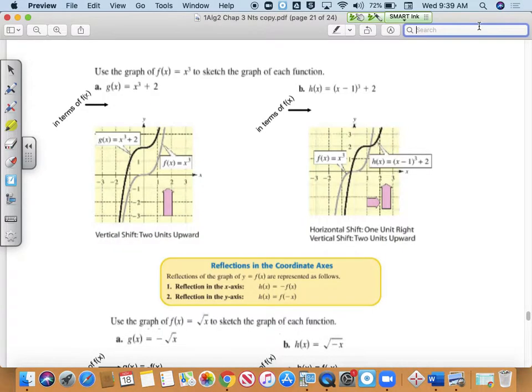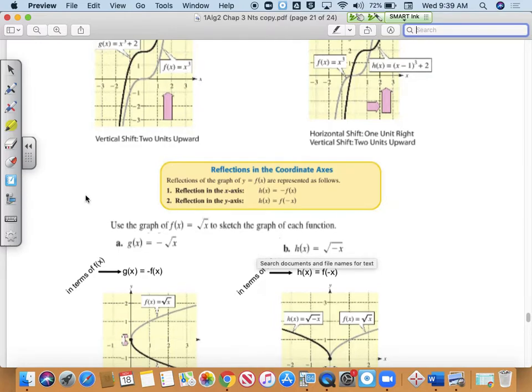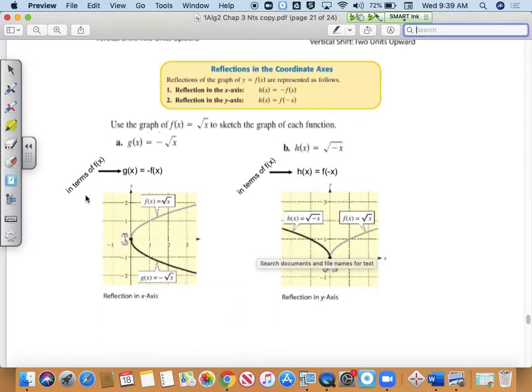Okay. And then in addition to shifting left, right, up, and down, we also have reflections. Reflections means actually taking a graph and flipping it over the x or y axis. So when you reflect over the x-axis, that means take the equation and flip it over the x-axis, and all you do is you take the equation and turn it to its opposite. So you do the negative of it.